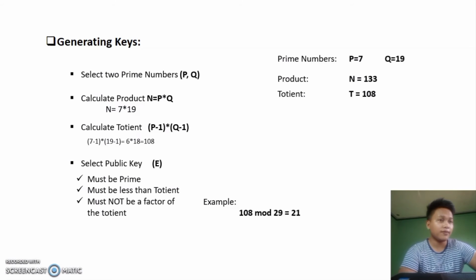If we get 0 in here, we cannot use it as our public key. In this case, 108 mod 29 is equal to 21. There's a remainder of 21, so 29 is totally acceptable. So our public key is equal to 29.